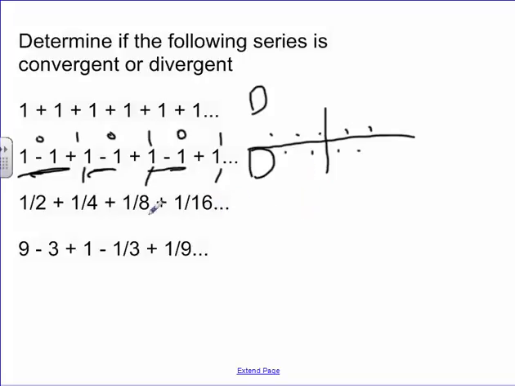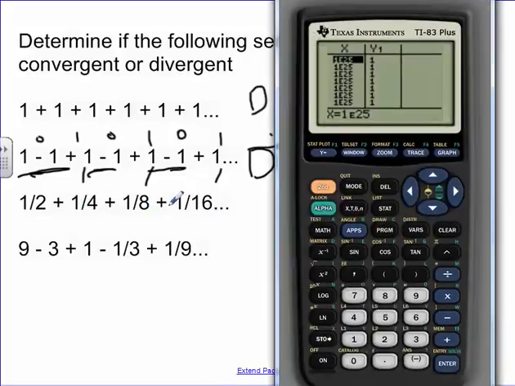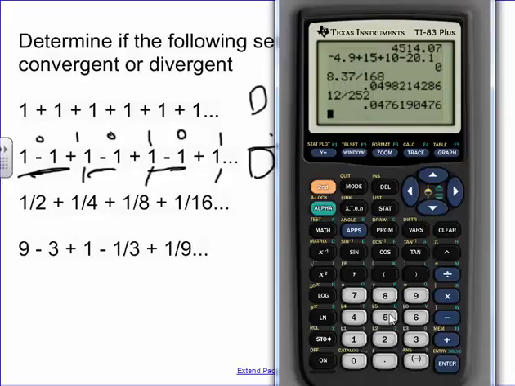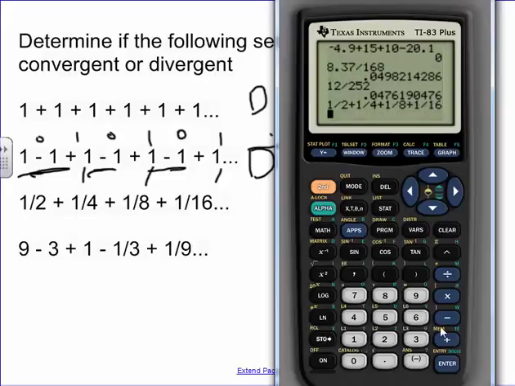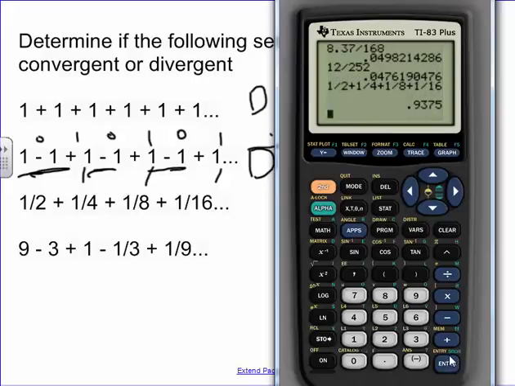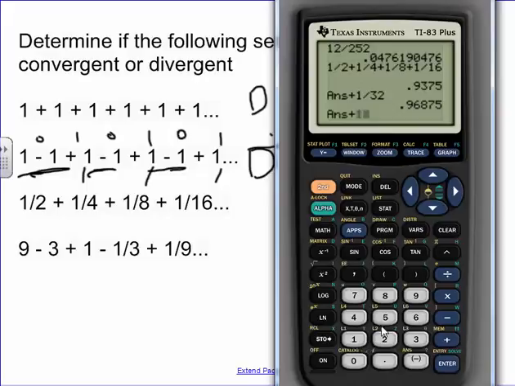But this is one we just did here. 1/2 plus a quarter plus an eighth plus a 16th. I'll just cheat and use a calculator for right now. We'll just try a couple of examples. 1/2 plus 1/4 plus 1/8 plus 1/16. I'll stop there for now. That's 0.9375. Okay, well, let's keep going. Let's add the next number, that'd be 1/32. Then let's add the next number, 1/64.